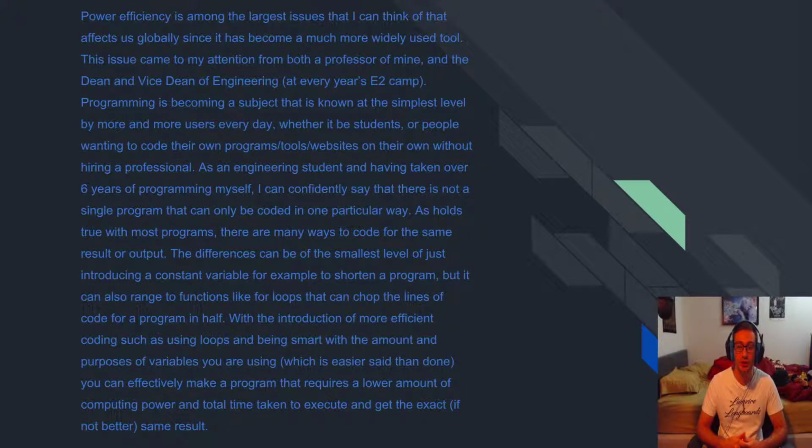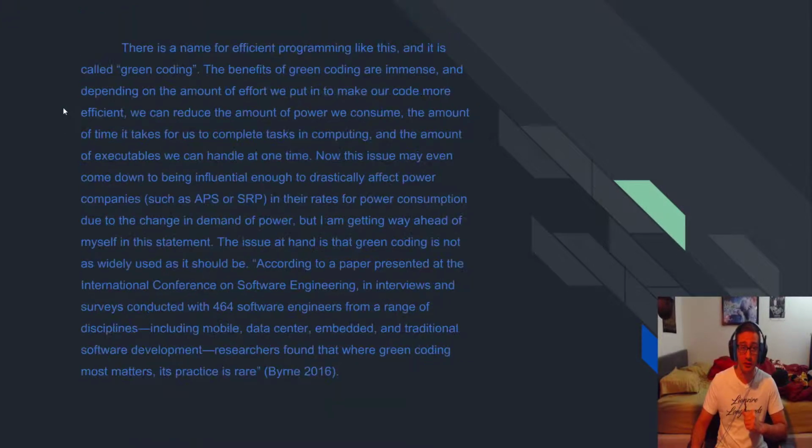Now, with the introduction of more efficient coding, such as using those loops and being smart with the purposes of variables and number of variables you're using, which is easier said than done, you can effectively make a program that requires a lower amount of computing power, and the total time taken to execute it will be a lot lower, while you're getting the same results, mind you. And now the name for programming like this in an efficient manner is called green coding.